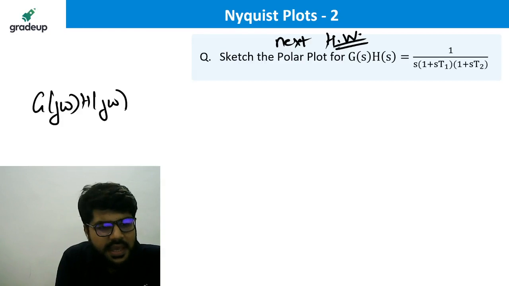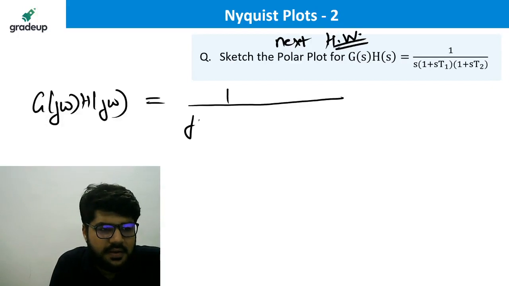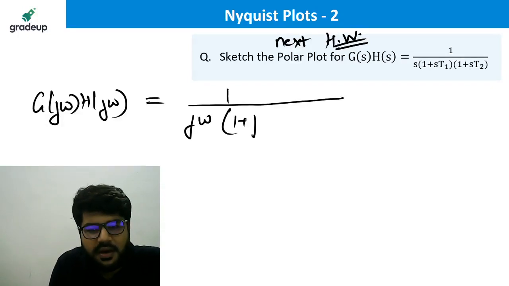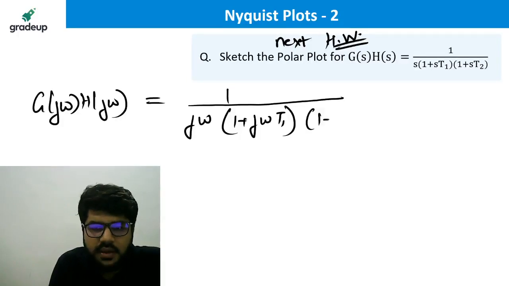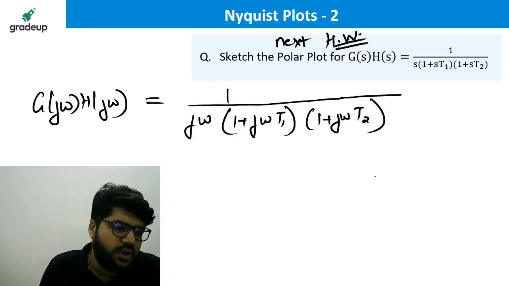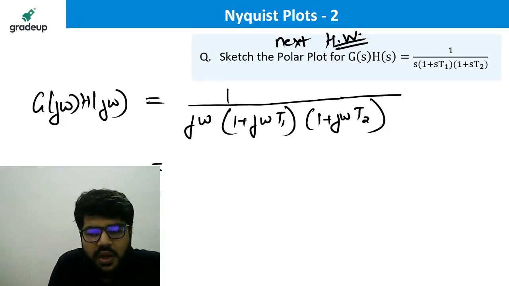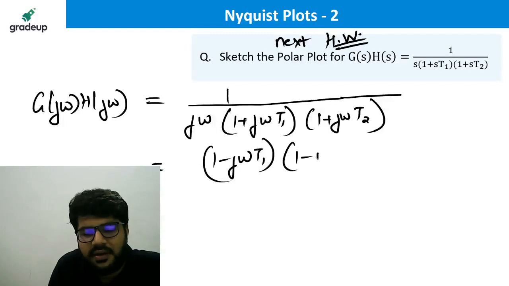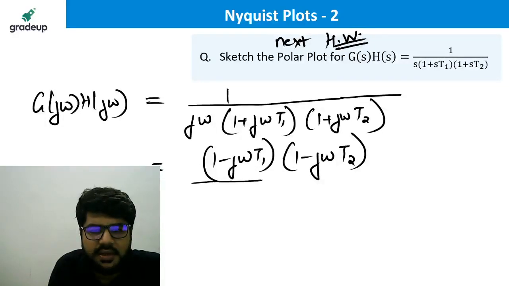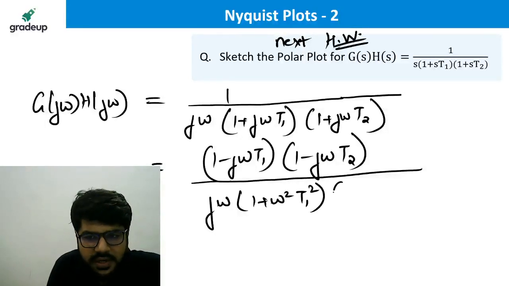G(j omega)H(j omega) is equal to 1 by j omega, 1 by j omega, 1 plus j omega T1, 1 plus j omega T2. Yes, guys, this is not going to be in one single quadrant. It is going to be in the combination of two quadrants. Yes, that is second and third. Correct. It's not in one quadrant. It's going to be in two. Now, what will you do? You will rationalize the terms: 1 minus j omega T1, 1 minus j omega T2, divided by j omega. The first one will become 1 plus omega square T1 square.